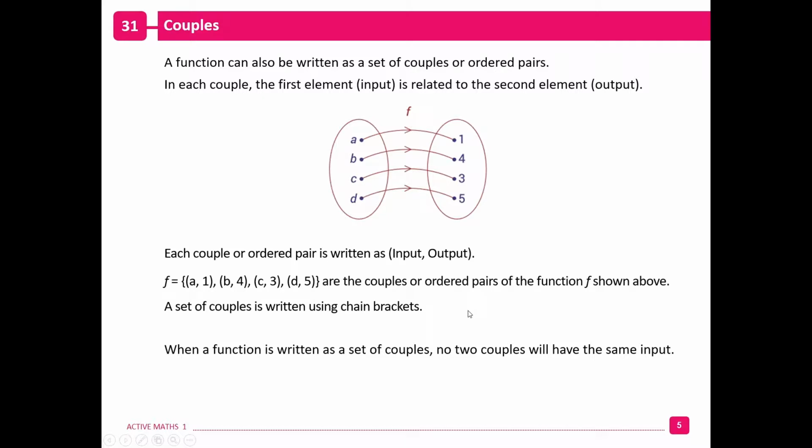When a function is written as a set of couples, there will be no two couples that have the same input, because we know that there will only be one input that maps to a unique output. We can't have more than one input that is the same. Let's demonstrate that looking at an example.